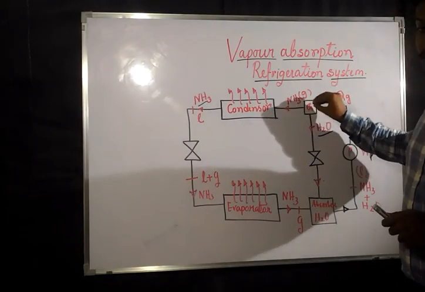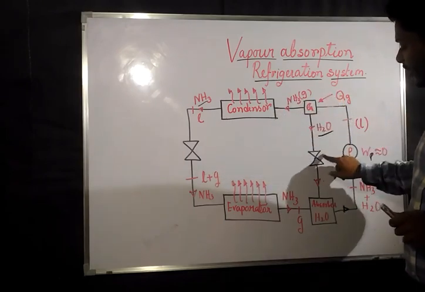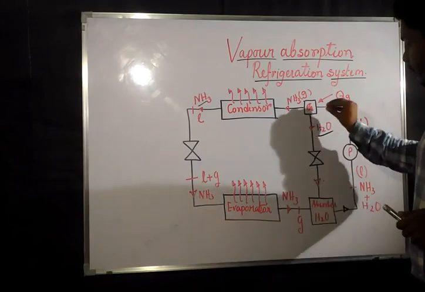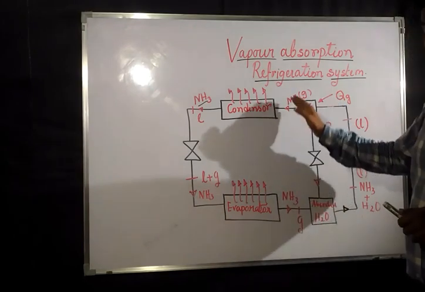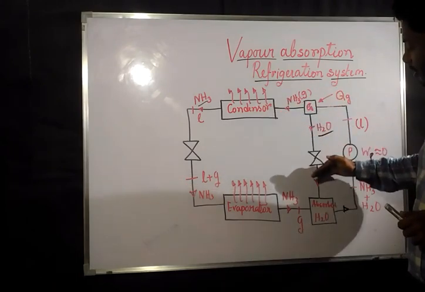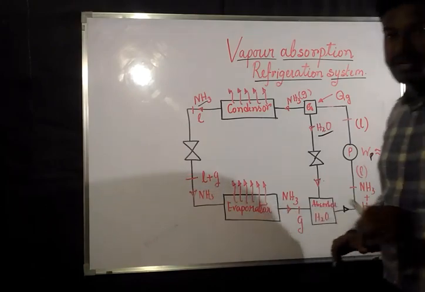And the remaining water, whatever water is there, comes down through a pressure releasing valve to the absorber again. The water that is remaining after the evaporation of the NH3 or ammonia comes out through a pressure releasing valve, and after that it reaches the absorber again.